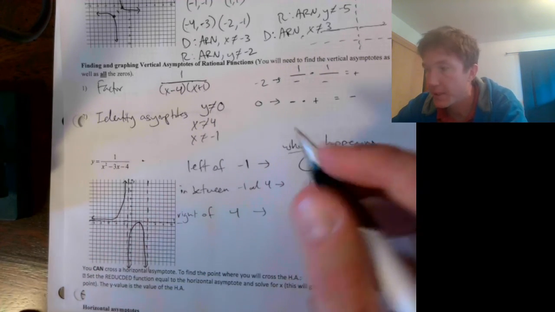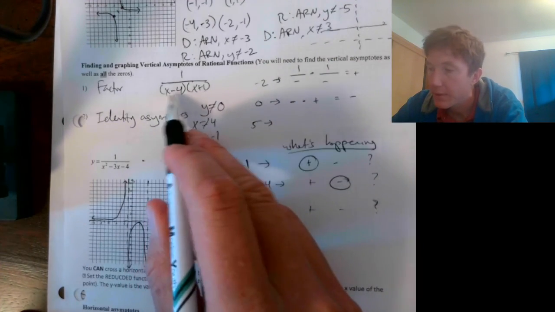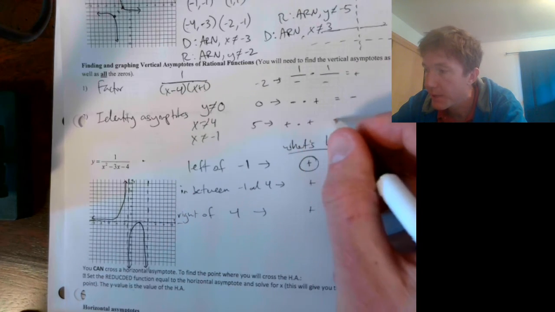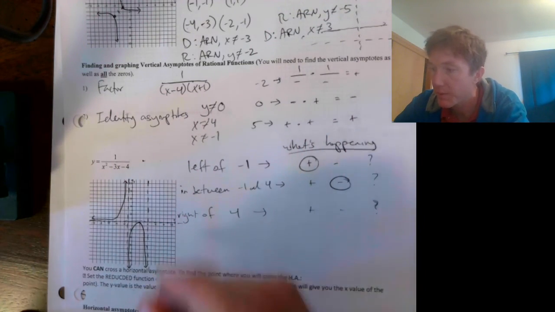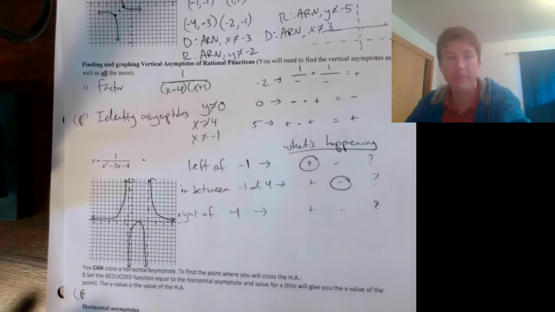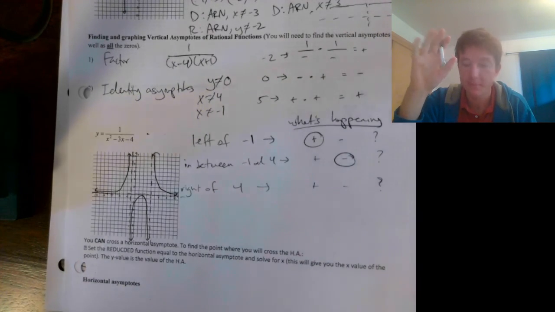Now let's look right of 4. So let's plug in 5. 5 minus 4 is a positive. 5 plus 1 is another positive. Positive times a positive is a positive number. So our nature is positive. So we've just given a rough sketch of this function, real quick and easy. I'm going to go on to the next one.